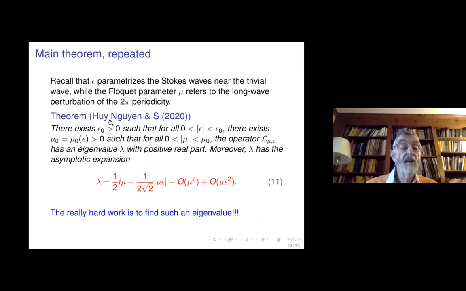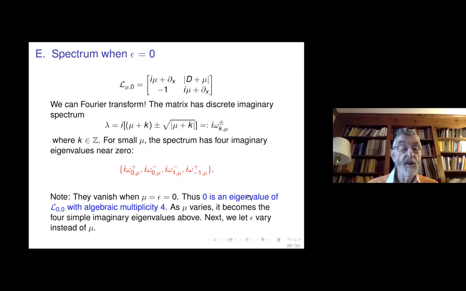Now, here I'm repeating the theorem. Epsilon parameterizes the Stokes wave. We're taking a Stokes wave which is near the trivial wave but not equal to it, and the Floquet parameter. I'm basically repeating the same thing we said before, slightly more precise. We're going to show that there is an eigenvalue with positive real part, and here's the positive real part, and these are error terms. So this dominates these. Now, to find such an eigenvalue requires quite a bit of work.